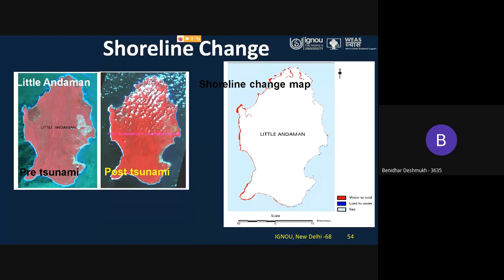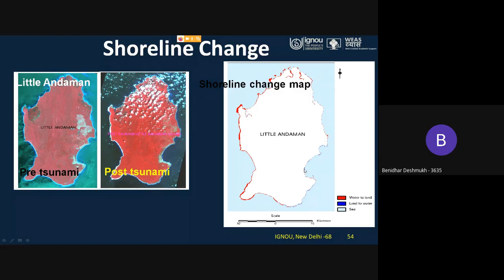So coming to the first example, that is the shoreline change map. We can give an example of this, when the tsunami struck in December 2004. This map was prepared. This was the condition before the tsunami and when the tsunami struck. So there were some changes that were identified. We found that in one area of this island, this is Little Andaman Island in the Andaman Nicobar, in the western part there was a lot of change. Particularly the land has uplifted in those parts, and in this part, many areas were submerged under the water.